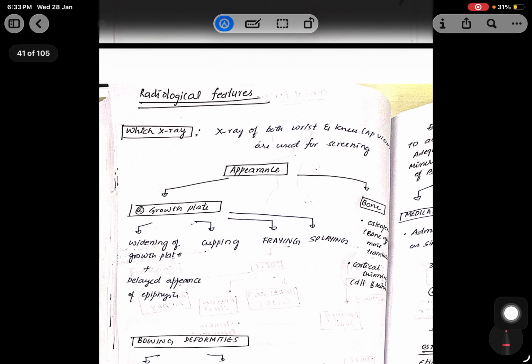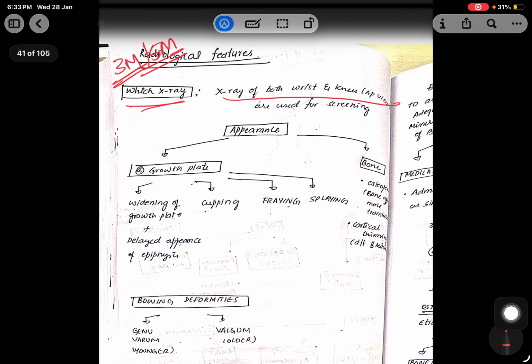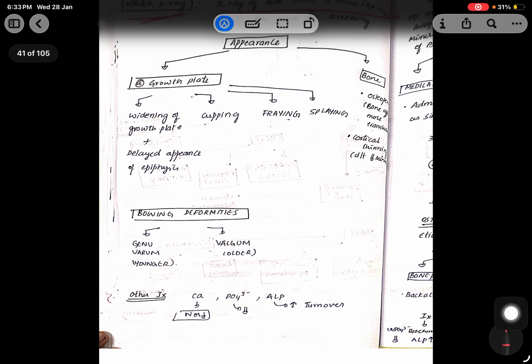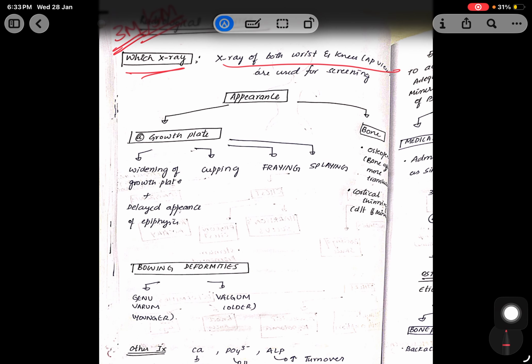Okay, then radiological features. Since it's a 3-marker, you need to expand the page, or it can possibly be a 5-marker. Before it was a 10-marker. So what X-rays are you taking? X-ray of the wrist and knee joint is what we are talking about. What deformities are we able to see? Because of the changes at the growth plate, you will see cupping, fraying, splaying, and also widening of the growth plate.